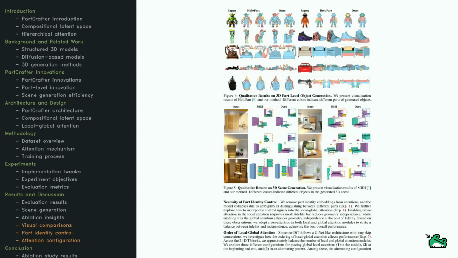Finally, the order of local-global attention is explored. With a U-net-like architecture, PartCrafter tests different configurations for placing attention modules. The alternating pattern proves most effective, providing a harmonious balance between local detail and global structure, ensuring robust 3D generation.